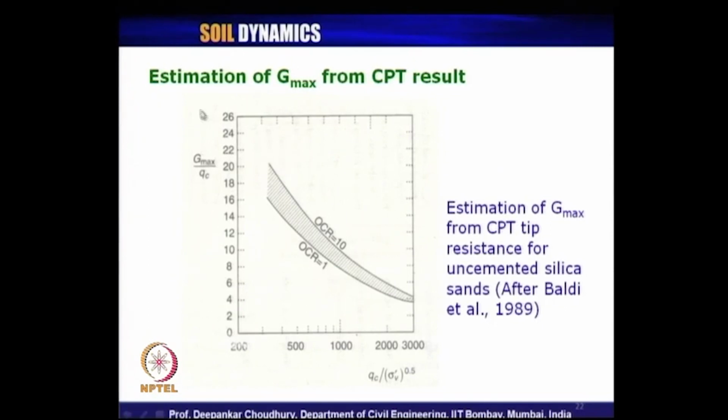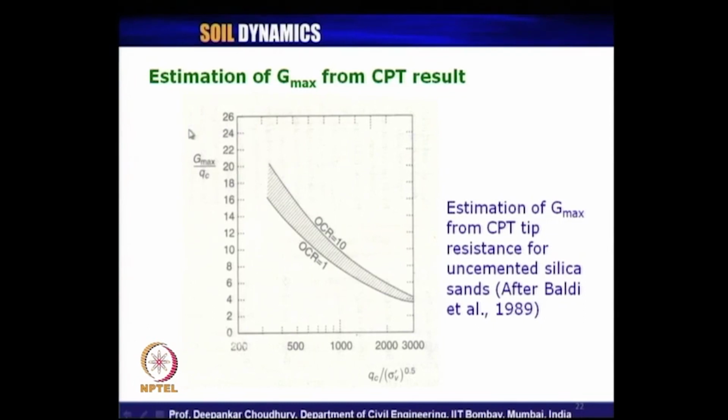Now, some more estimation of Gmax value from cone penetration test result, as was proposed by Baldi et al. in 1989. They have used not only normally consolidated soil, that is with OCR value 1, but also over consolidated soil with OCR value of 10. So, different values of OCR they have used, and then they have plotted in the y axis the variation of Gmax by QC, which is of course non-dimensional.